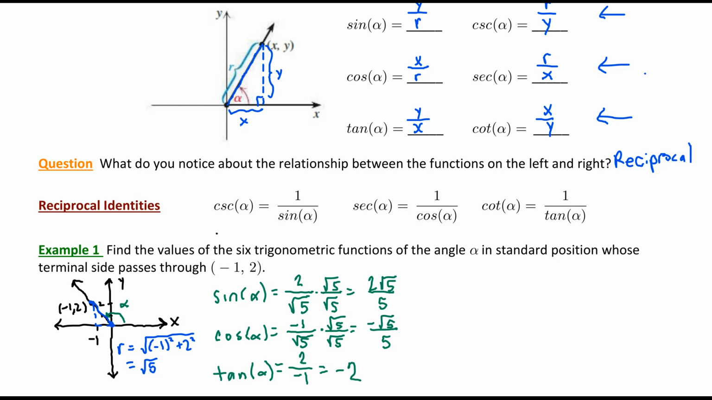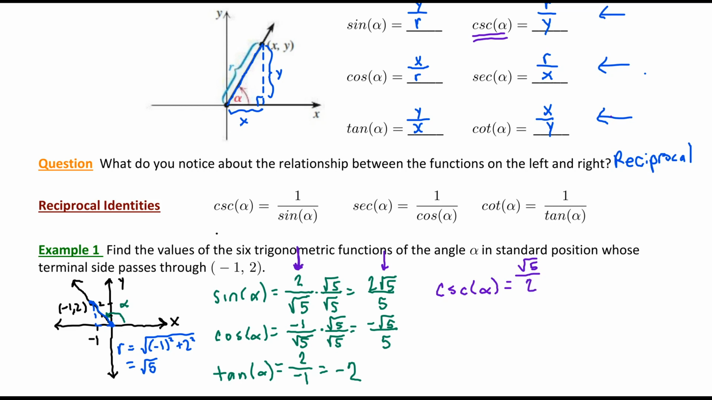Moving on to our reciprocal functions, cosecant of alpha, we can think of it in two ways. We can think of it either as r divided by y, or as the reciprocal of sine. Now, if I reciprocate 2 square root of 5 divided by 5, I'm going to have to re-rationalize again. So I might as well reciprocate the original expression that we came up with for sine. Or again, notice, since cosecant is r divided by y, we have r, square root of 5, divided by y, which is 2, which is clearly the reciprocal of our first expression here.